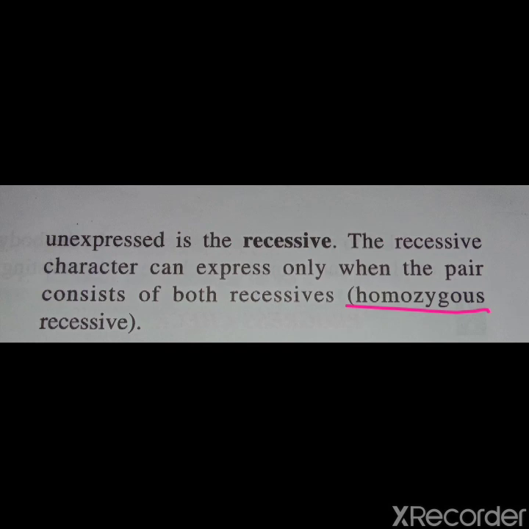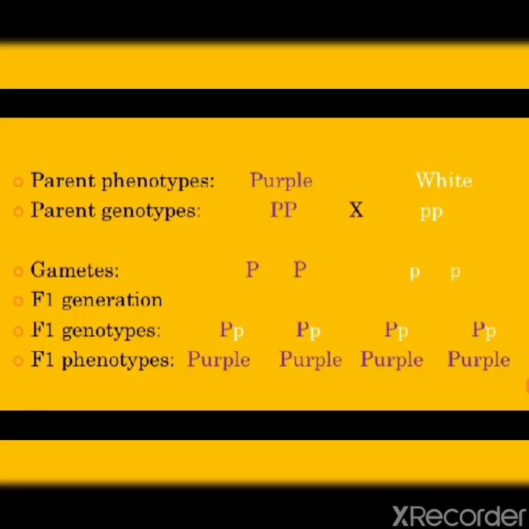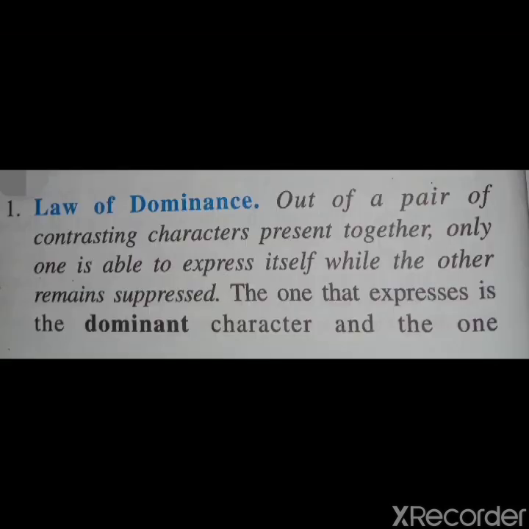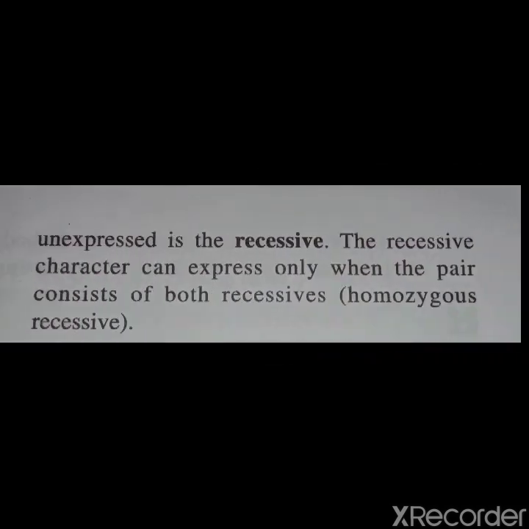Homozygous means similar. So homozygous recessive, or similar recessive, like small p of white flower. When the pair consists of both recessives, that is homozygous recessives, only then can the recessive character express, that is white color. So this is the law of dominance given by Mendel.